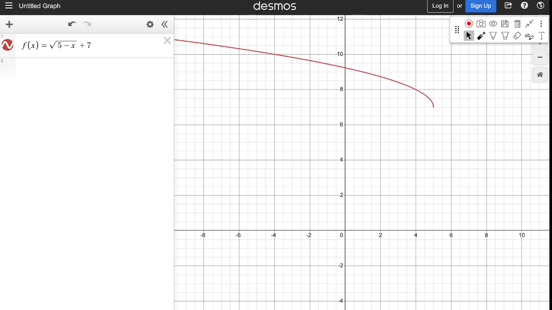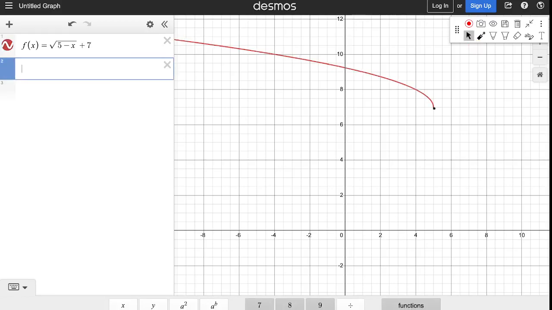And if you've been through the part on the translations, which you hopefully should, we notice that plus 7 just moved it up. And so what we see here is, here's 5. The domain is less than positive 5. We see that happening. Okay. And while we're at it, let's go ahead and put in the graph of y equals x.